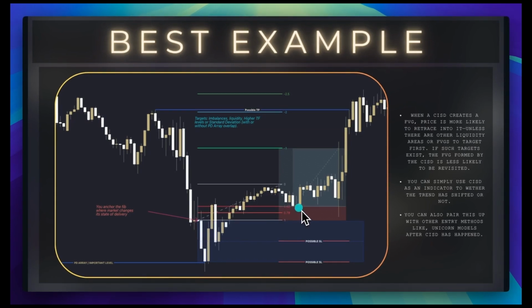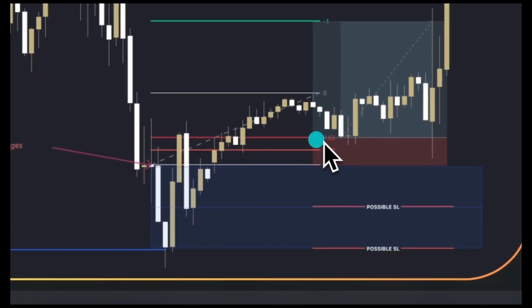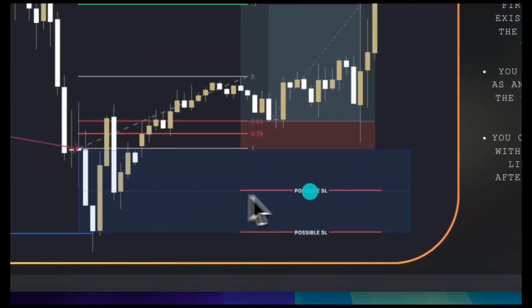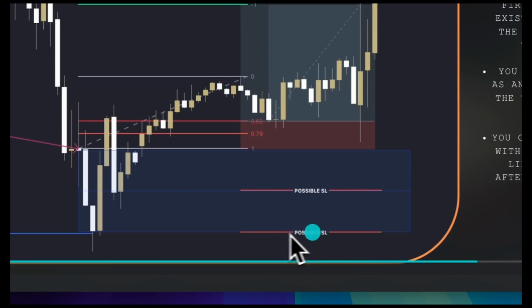So what does price do? Tap into the 0.62 level, and you could set your stop loss either at this part of the order block, the edge, or the CISD, or you could have put it right here in the middle of this order block or at the bottom of the order block.